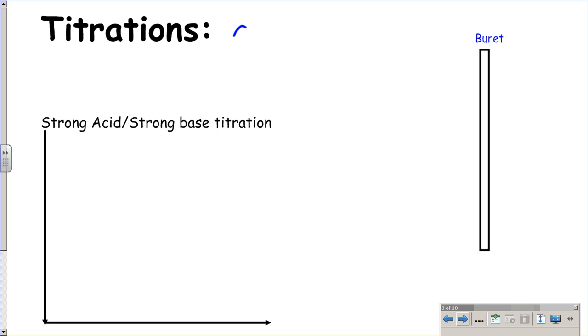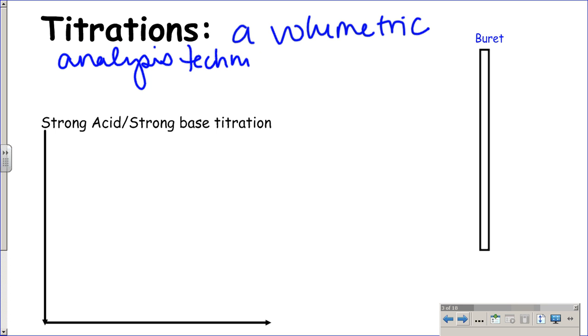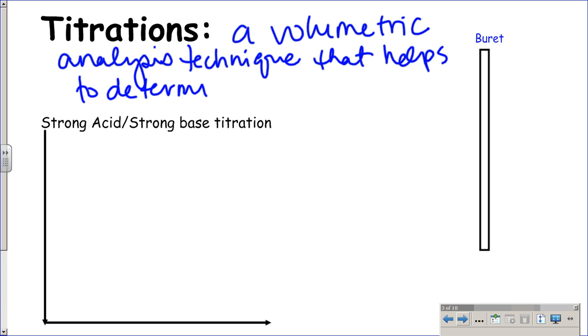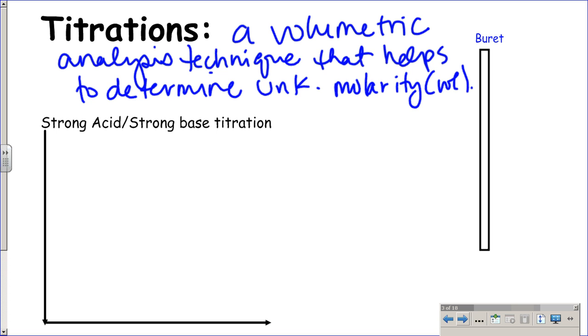A titration is a volumetric analysis technique that helps to determine unknown molarity or volume. It depends on what the question's asking. But it's volumetric analysis, and all volumetric analysis means is that you're analyzing different volumes of an acid and a base. So it's like a procedure.